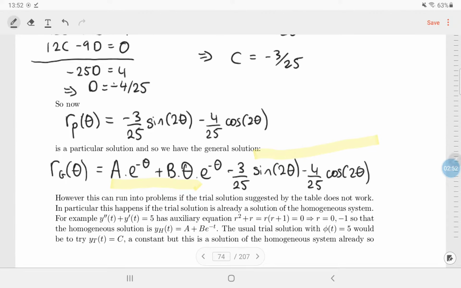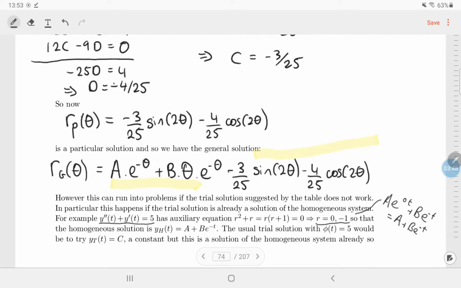So for example, look at y double dashed plus y dashed equal to 5. If you look at the auxiliary equation, the coefficient of the second derivative is 1, the first derivative is 1, and there's no y of t term, so it's 0, such that r squared plus r, and that has solutions 0 and minus 1. So they're real distinct. So you end up with a e to the 0t plus b e to the minus t. Now 0t is equal to 0, e to the 0 is 1, and a times 1 is just a. So that's where that a on its own is coming from.